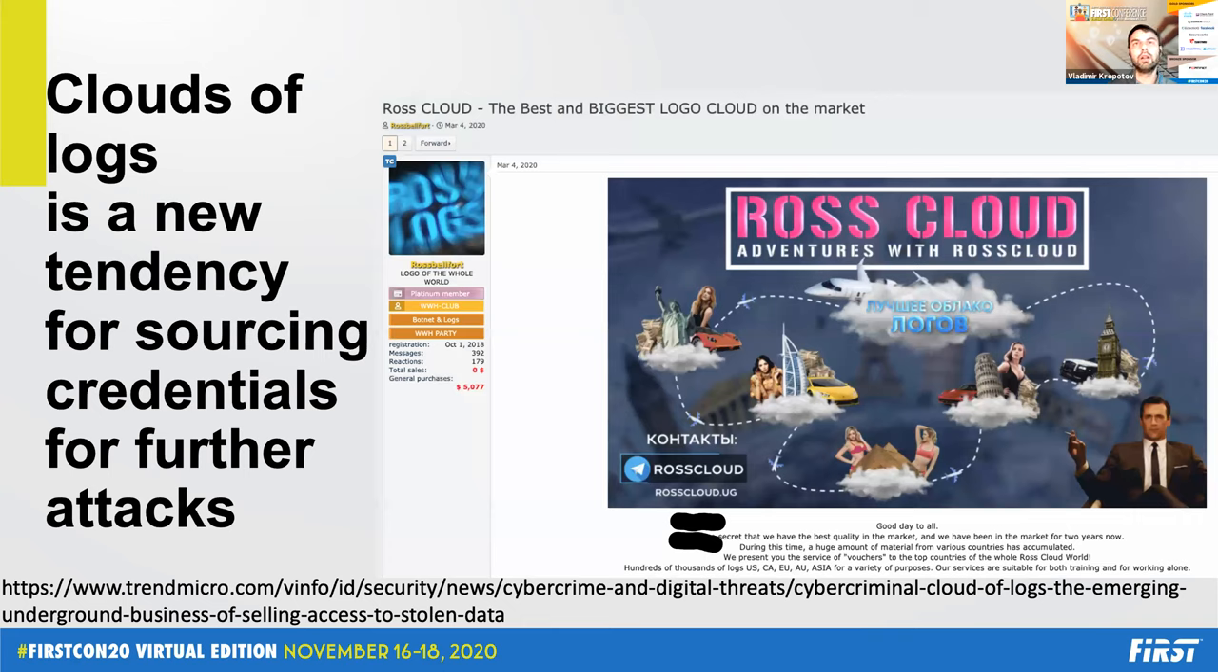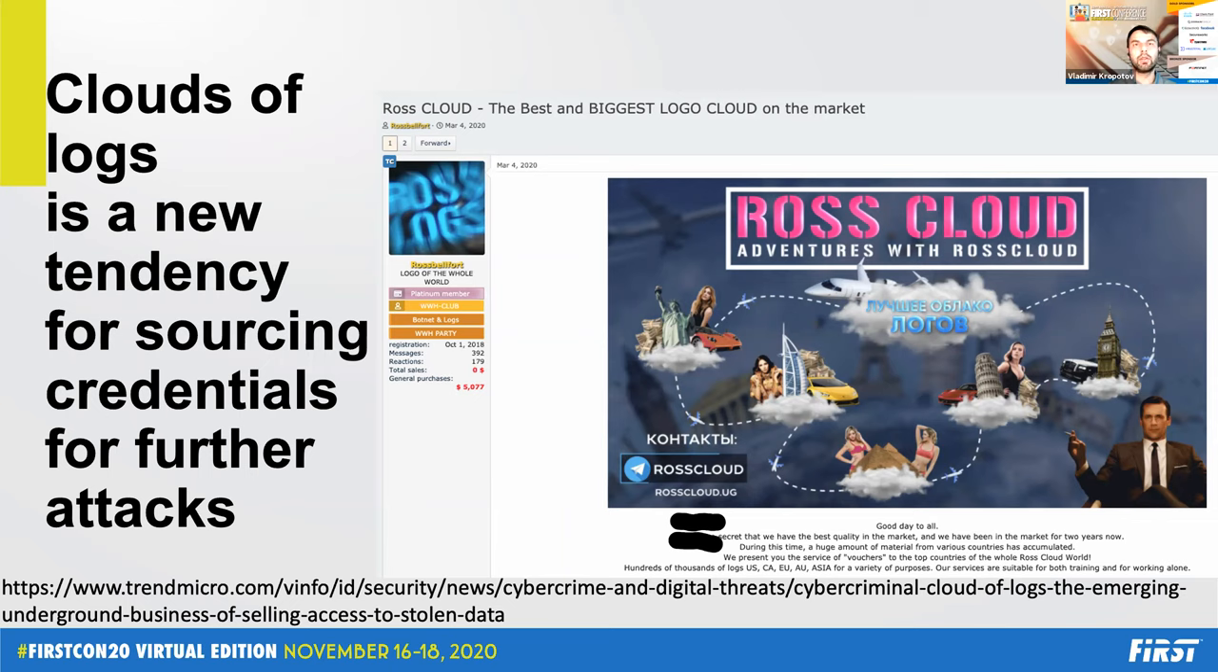So the first trend is a trend called cloud of logs. It's a business model where criminals are not using logs from just a particular stealer or malware, but are combining logs from many sources into the cloud and selling access to the cloud, which contains terabytes of data from hundreds of thousands of hosts. And this data is categorized by geographical location and by type of the credentials.